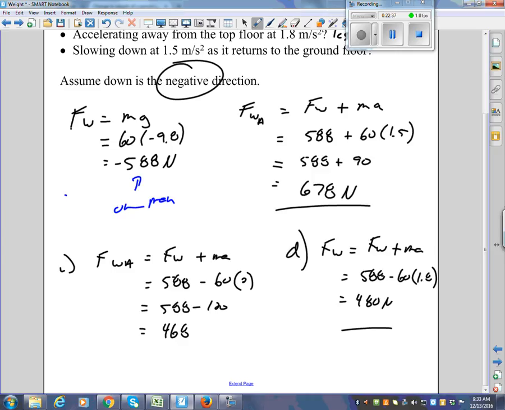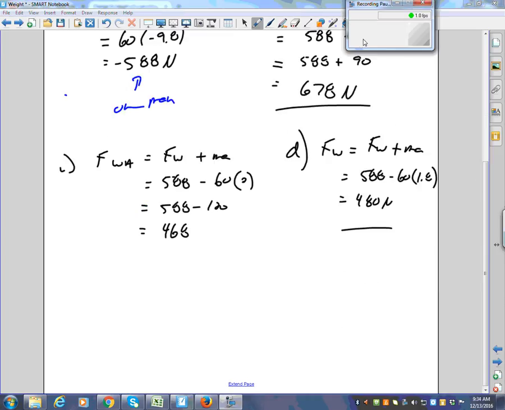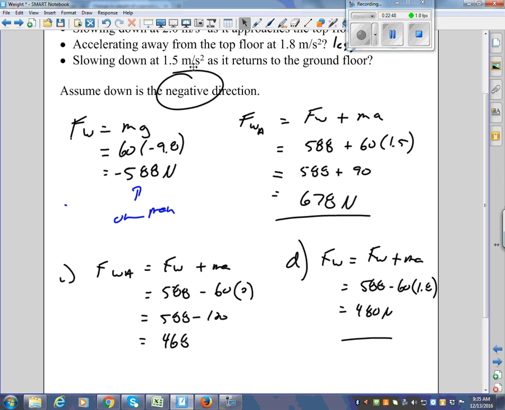You guys do the last one. Slowing down at 1.5 as it returns to ground level. I'm going to do a 10. So you guys do the last one. First ask yourself, is it going to weigh more or less? Slowing down as you reach the ground floor. You know this. As you get to the bottom, what do your knees do? Your knees kind of buckle, right? Because you're weighing more.